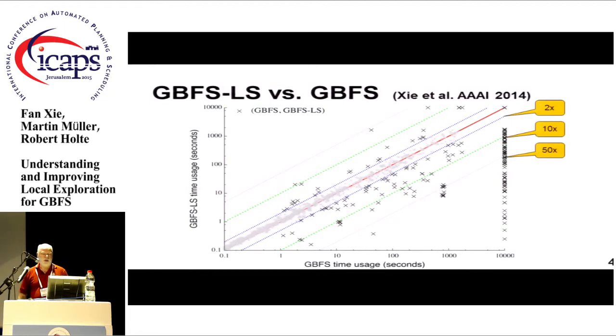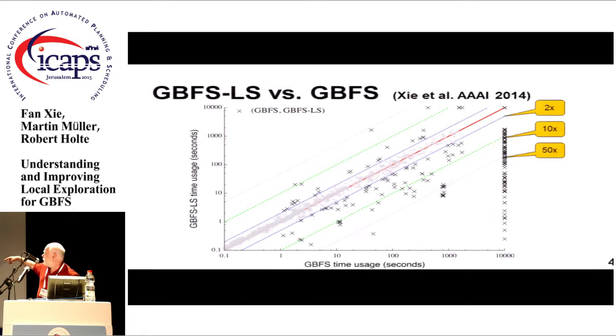This is a slide from AAAI 2014, and this is the typical slide everybody's showing these days, where you have time. In this case, GBFS without the local search is on the x-axis. GBFS with the local search is on the y-axis, and they're log-log plots. Each one of those instances is an IPC instance, which was run by both systems, and you can see how much time it took for each one. And as always with these pictures, if you're below the diagonal, then the local search is speeding up the global GBFS.